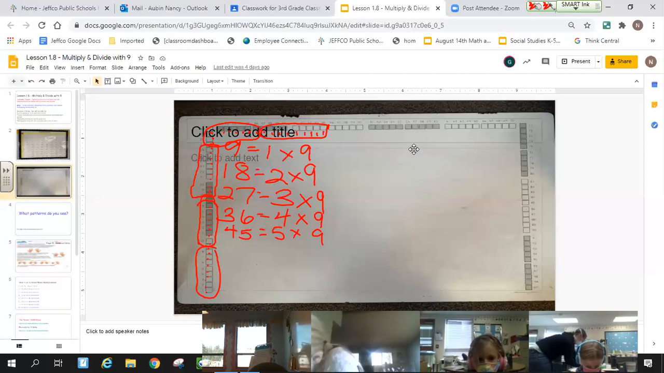It's 54. I heard some of you already know the next one. What do you think? 54. Let me count. 1, 2, 3, 4, 5, 6, 7, 8, 9. You should have gotten 54 equals 6 groups of 9. All right. Go ahead and count 9 more.